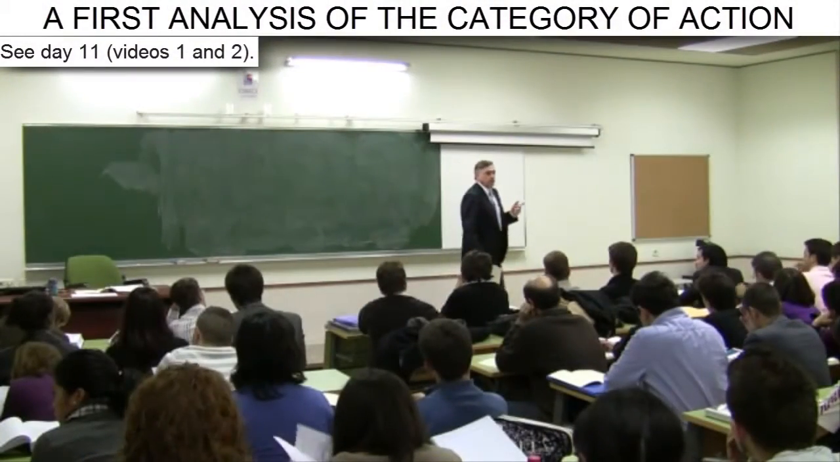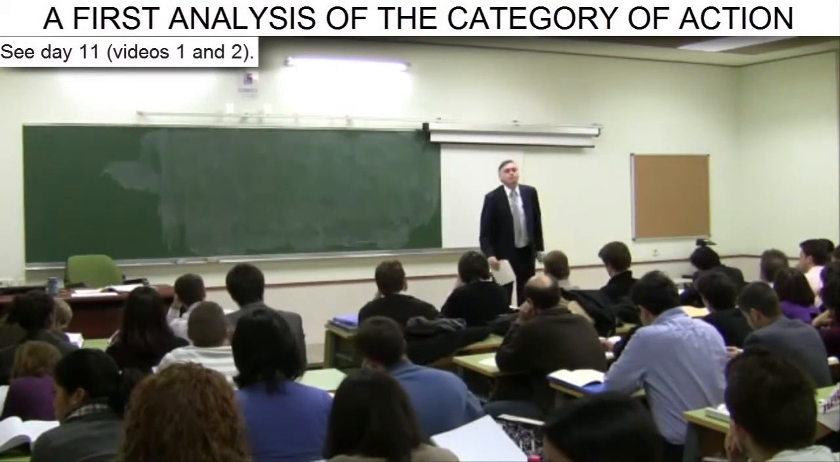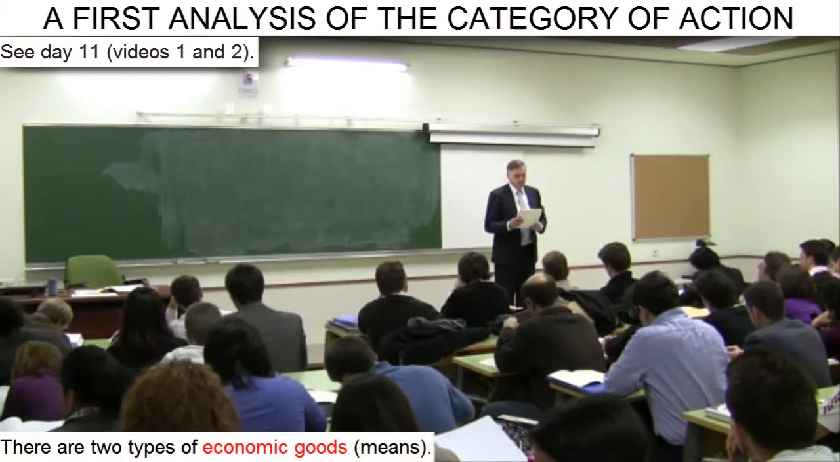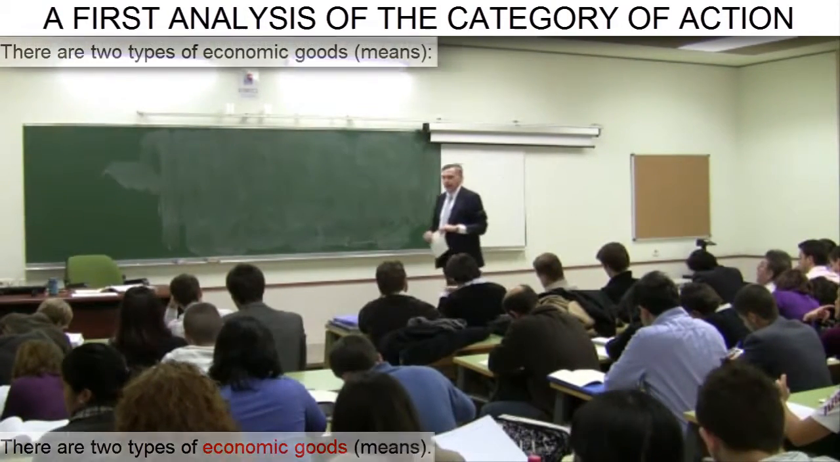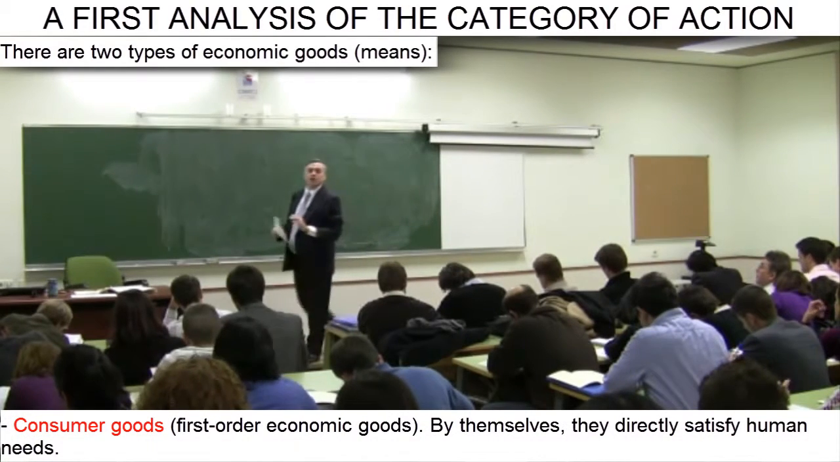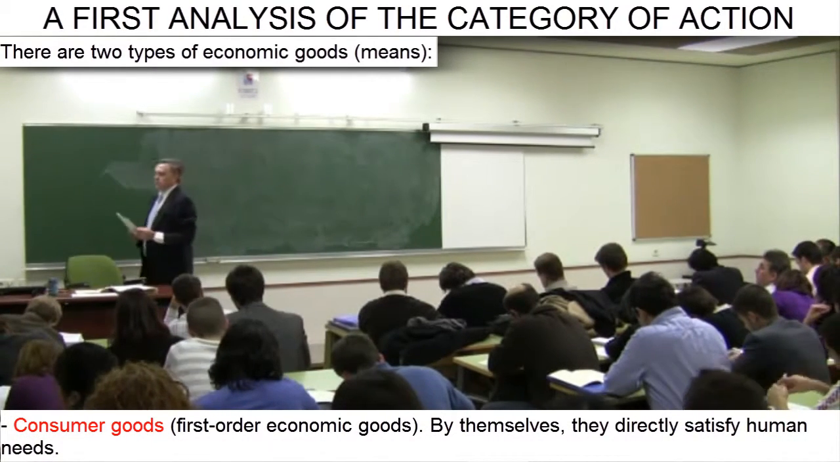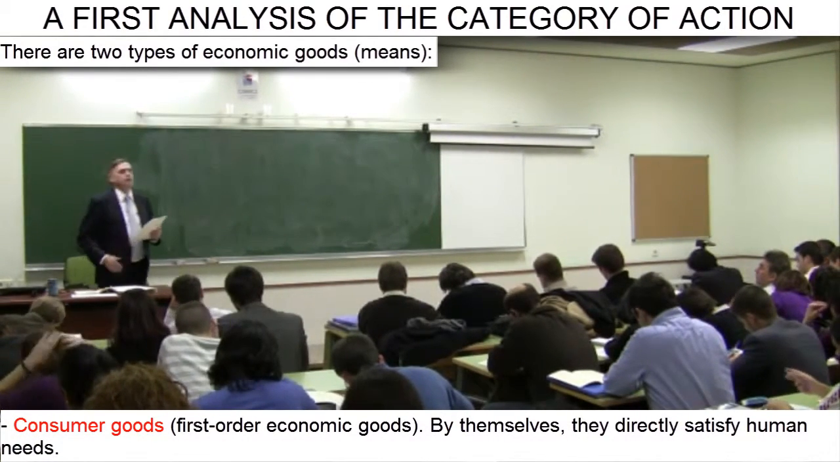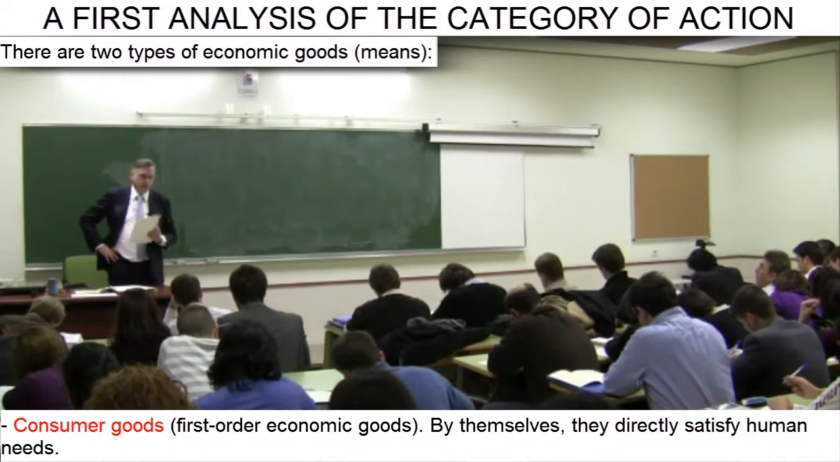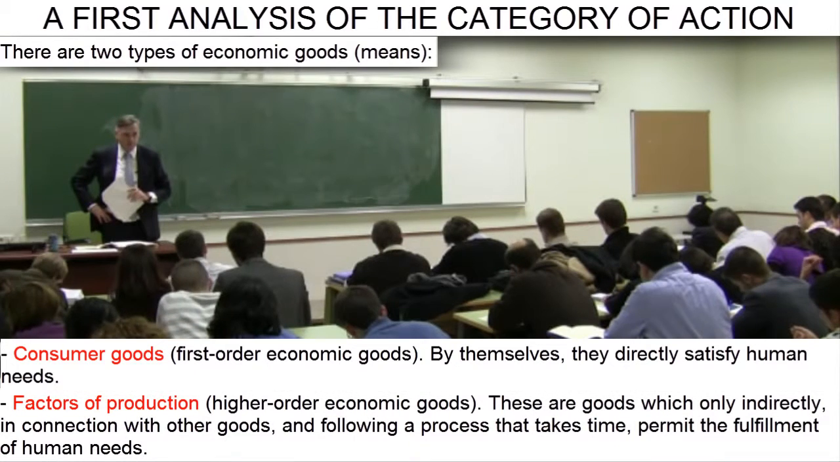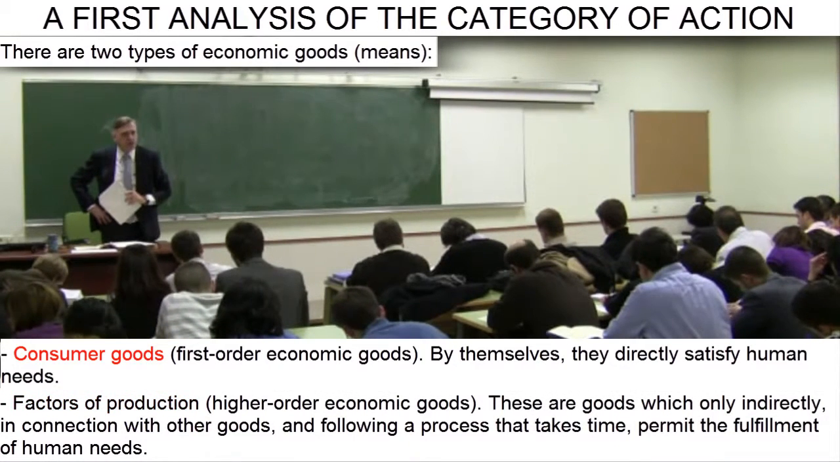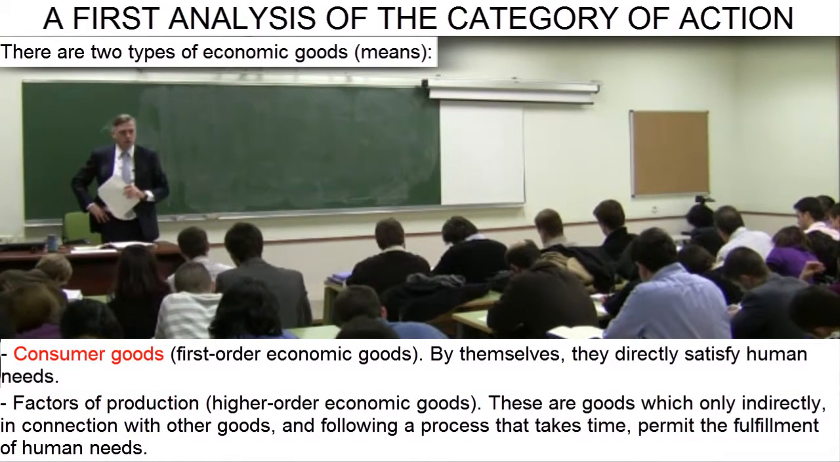Means, which by definition are scarce, are also called economic goods. There are two main types of economic goods: consumer economic goods, or consumer goods, and higher order economic goods or factors of production. What are consumer economic goods or consumer goods?